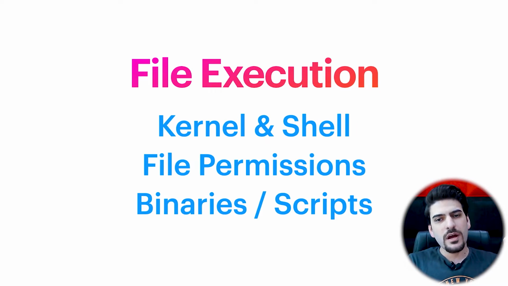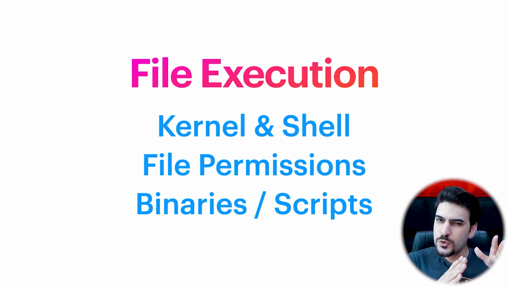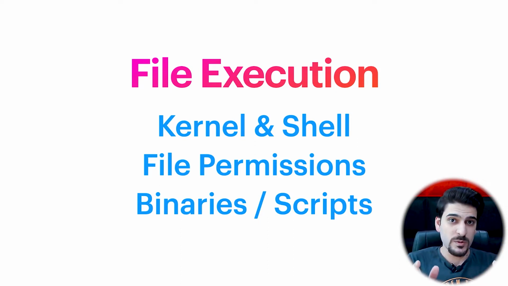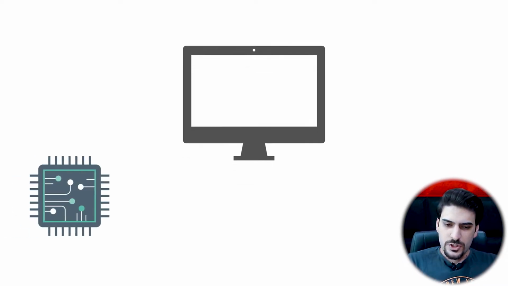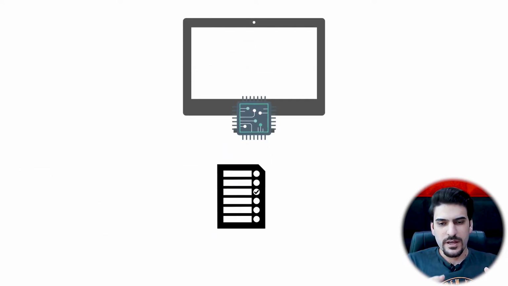We start by explaining the role of kernel and shell. Then we get into details of file permissions, and we will actually make executable files in practice. And finally, we will get into two types of executable files, which are binaries and scripts, all with real examples. So let's go.